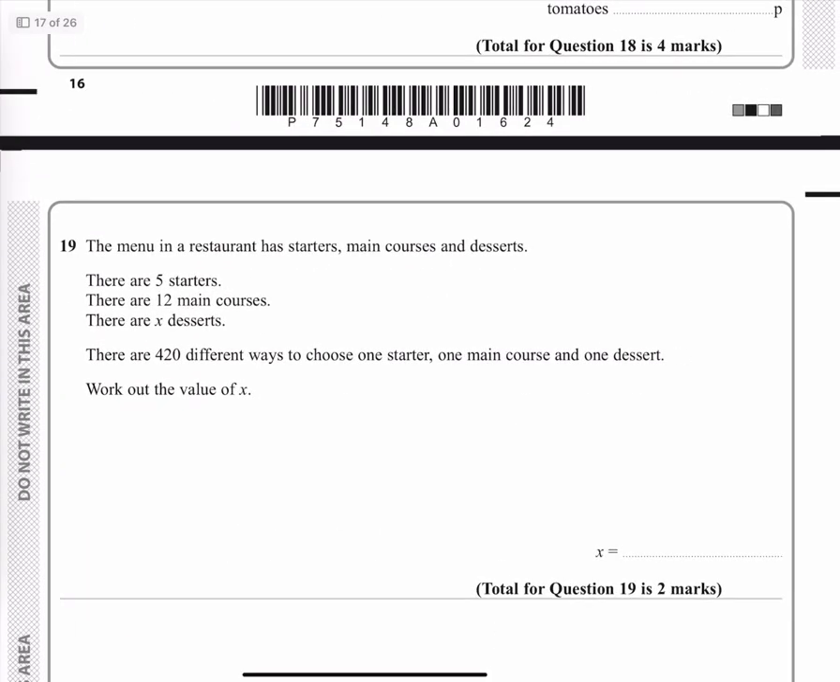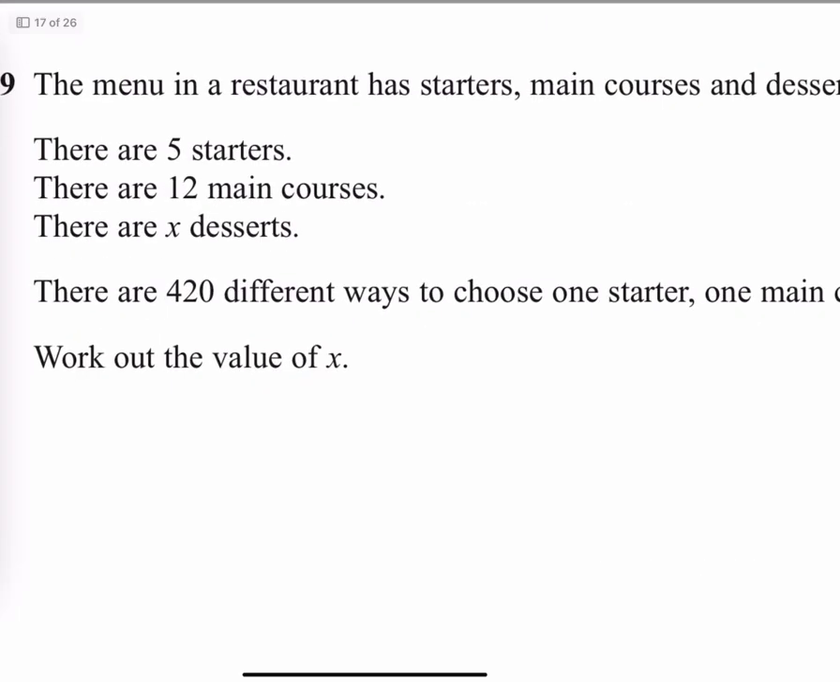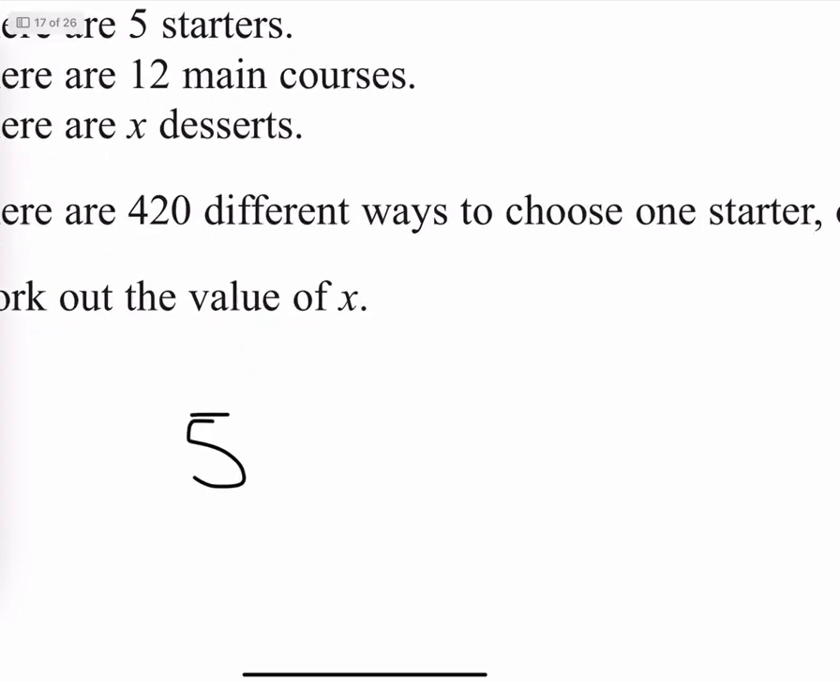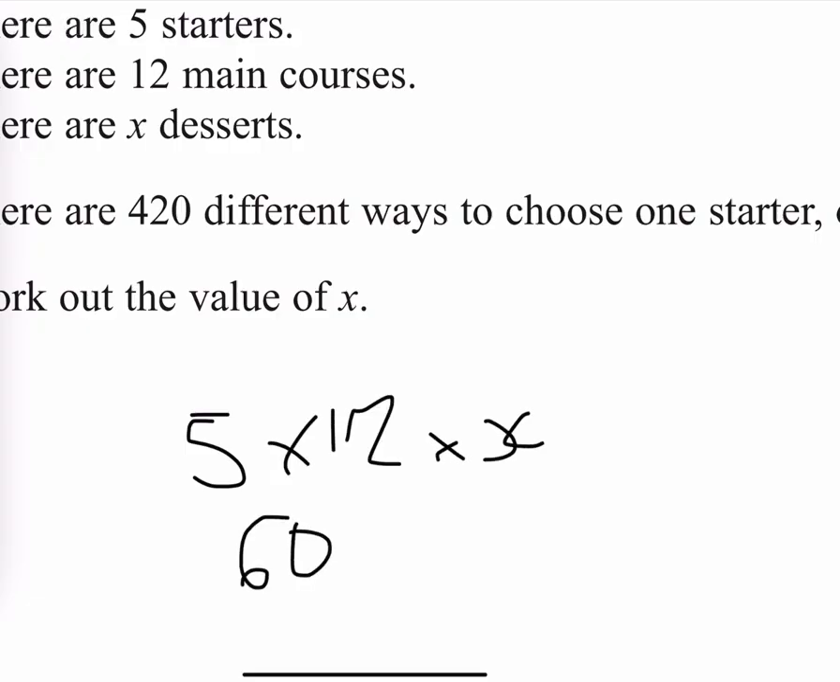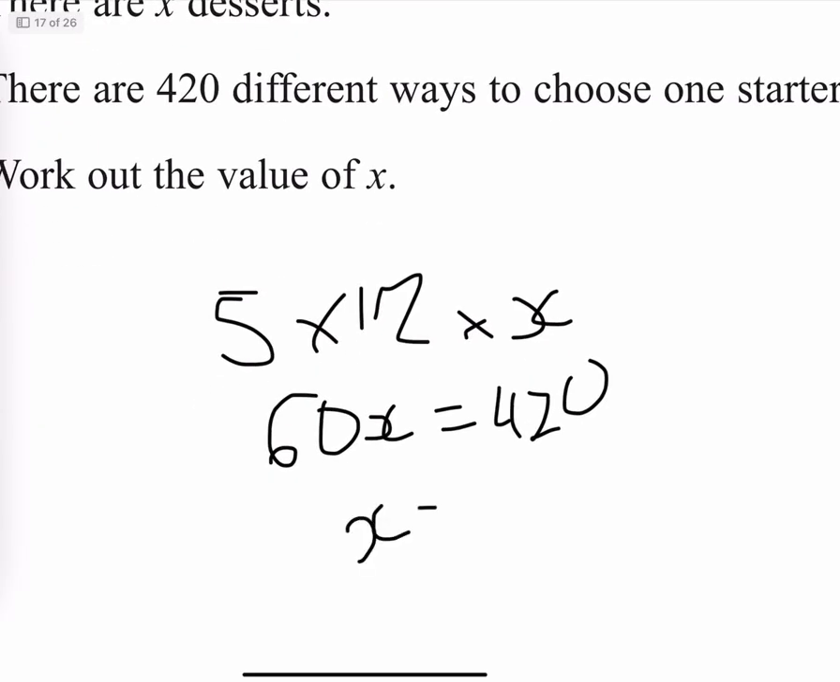A menu has starters, main courses, and desserts. There are 5 starters, 12 main course, X desserts. Okay, so there's 5. How many ways can you choose it? 5 times 12 times X. Yep. So that's 60X equals 420. So X equals 7.